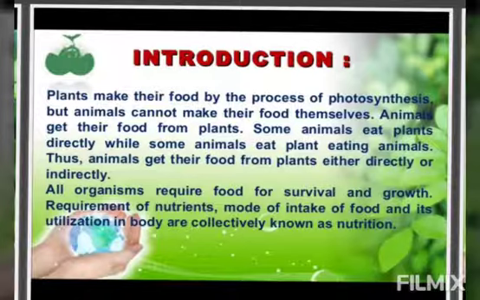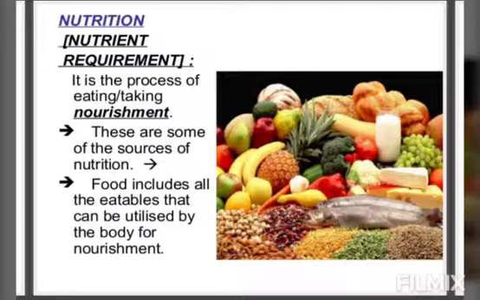We know food consists of various types of nutrients like carbohydrates, fats, proteins, minerals. And the mode of intake, the process by which we take this food, and its utilization by the body is known as nutrition. Now we will discuss the steps of nutrition which animals follow. What steps are taken by the animals in the process of nutrition?